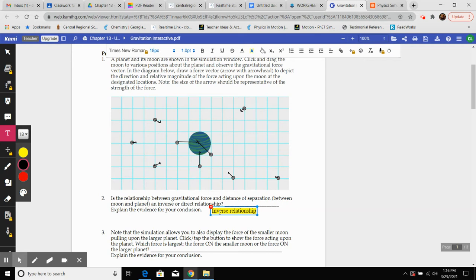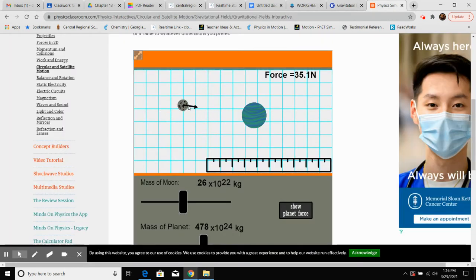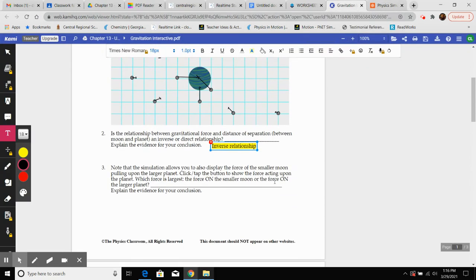And explain the evidence for your conclusion. So basically what you're going to want to say is that by moving the moon to various locations, you can see that the closer you get, the larger the force vector is, and the farther away you get, the smaller it gets. So you guys will type something like that.